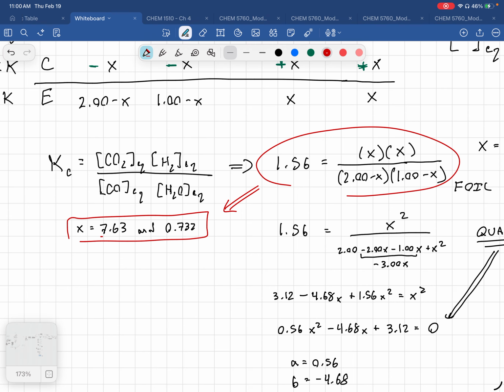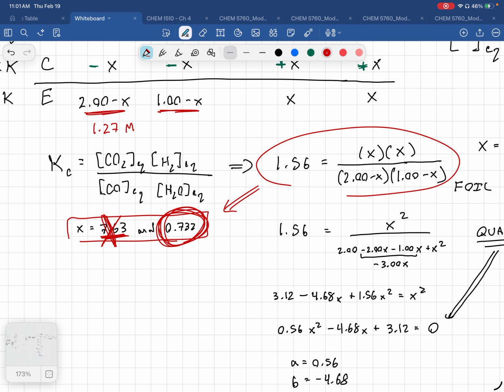Well, if we tried to plug 7.63 in here and here, we're going to get a negative value, because 7.63 is greater than 2 and it's greater than 1. And so we'd have a negative concentration. And there is no such thing as a negative concentration. However, if we use the 0.732 answer, we will get positive values for all of our equilibrium concentrations. If we do that math, we get 2.00 minus 0.732, so we get 1.27 moles per liter.